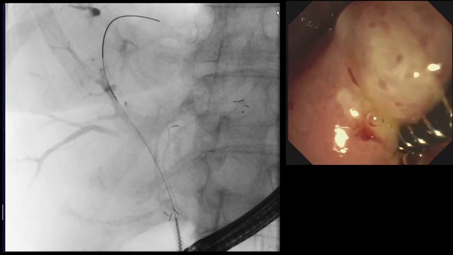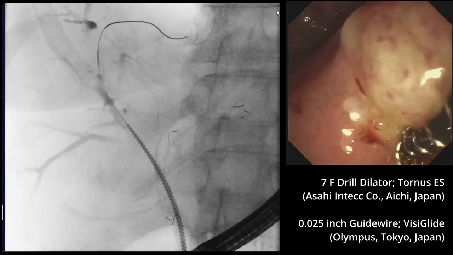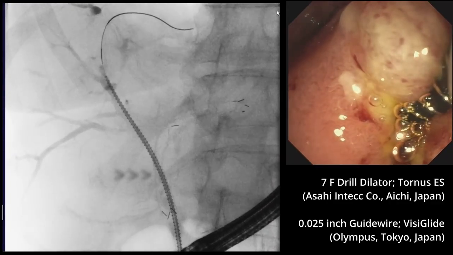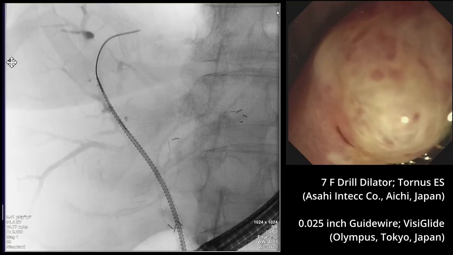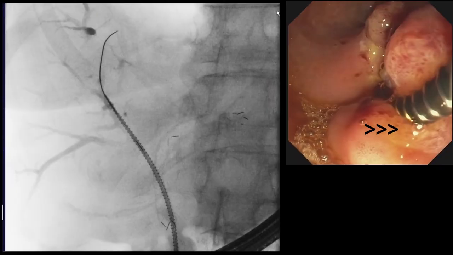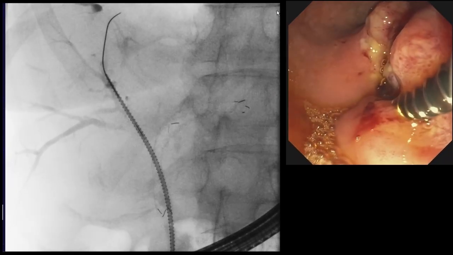A 7 French drill dilator was then inserted over the wire through the mesh of the left hepatic duct stent and the stricture into the right anterior sector. We applied clockwise mechanical rotation to create the tract smoothly without pushback or excessive force, using gentle and controlled torque. This helped in avoiding wire damage, stent dislodgement, or excessive stent deformation. In addition, the drill dilator was advanced under continuous fluoroscopic guidance to ensure proper alignment.